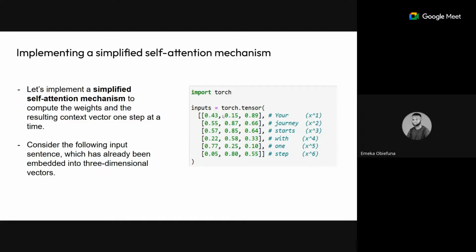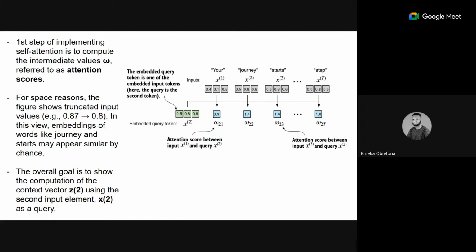So this guy that you are seeing here just has an embedding of size 3. It's also possible for it to have an embedding of size 1 million. So this is just for us to be able to contextualize things very easily. Okay. So the first step is for us to be able to compute the attention scores. Now remember that this is our input. Your journey starts blah, blah, blah step. The first stage is for us to be able to compute this attention score that we have here.